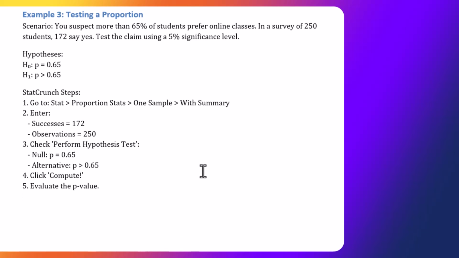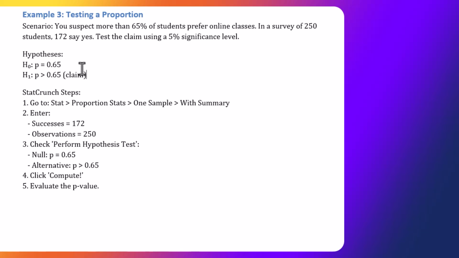You suspect more than 65% of students prefer online classes. So what would be the null and the alternative? The alternative will be P more than 65%, and that's the claim, guys. And the null hypothesis will be equal, and if you are on-campus students will be less than or equal to 0.65, but both statements are correct. So we need to test the claim that the proportion is more than 65%.